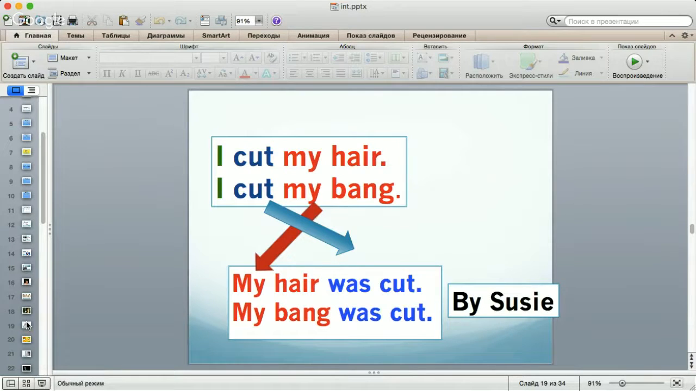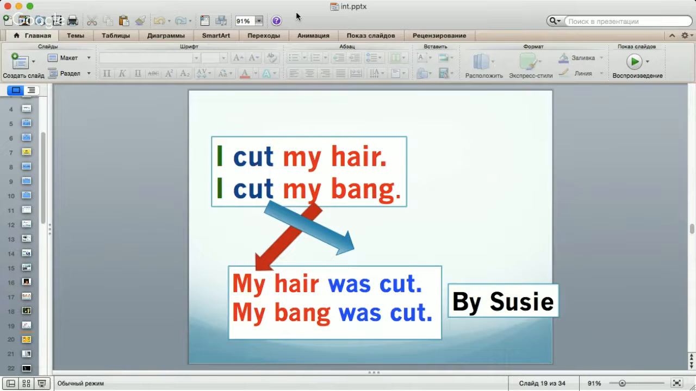So can it be a good idea? I don't think so. So my hair was cut, or my bang was cut. That is way better, really. So we just transform the active voice into the passive one. And again, the object goes to the first place, while we are getting rid of the subject, and we transform the verb. And that's why we cannot say cut, but we should say was cut.